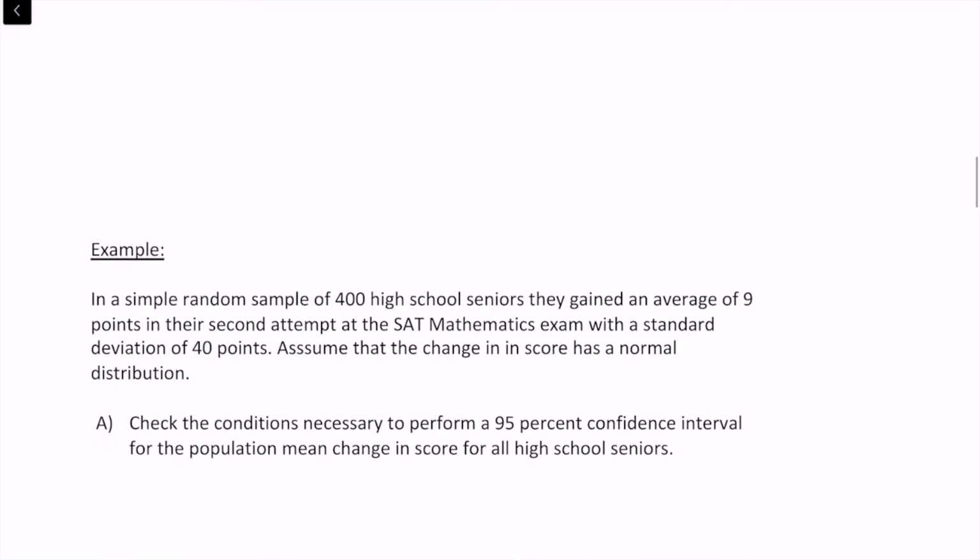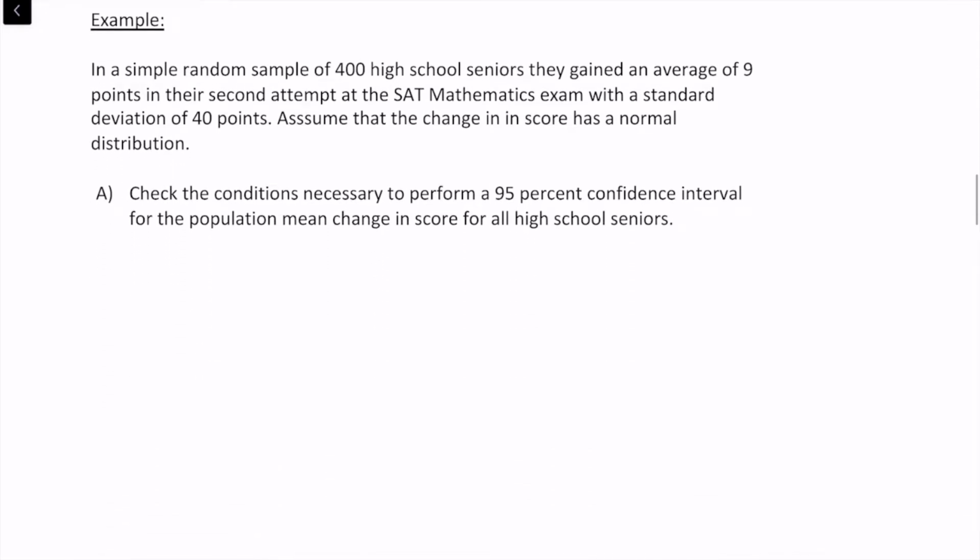Finally, let's get into it. For example, in a simple random sample of 400 high school seniors, they gained an average of 9 points in their second attempt of the SAT math exam with a standard deviation of 40 points. So the students are taking the SAT a second time. Their average increase of score in that second attempt is 9 points with a standard deviation of 40 points. Assume the change in score has a normal distribution. Check the conditions necessary to perform a 95% confidence interval for the population mean change in score for all high school seniors.